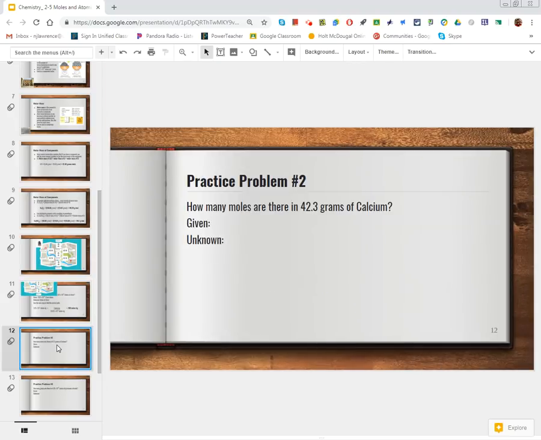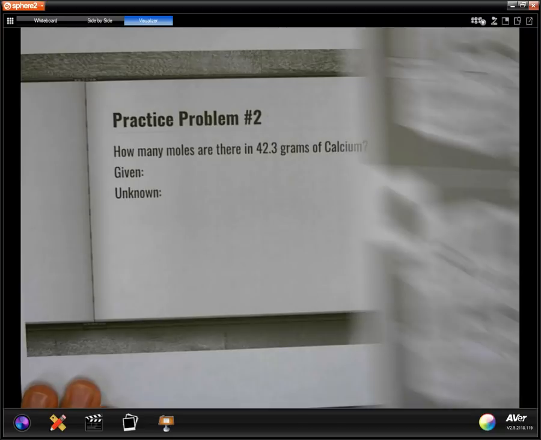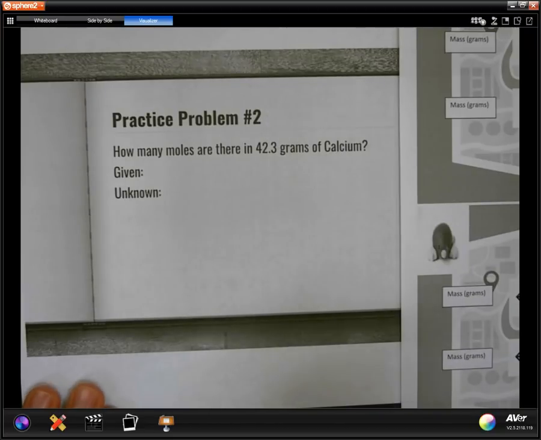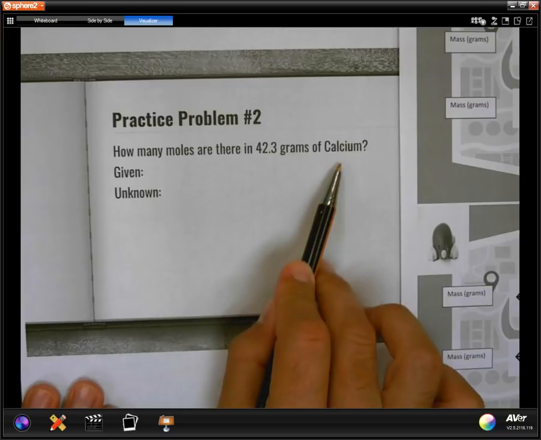Go ahead and you can watch me do it, or if you're getting confident, go ahead and pause the video and try it yourself. But the idea here now is, again, I'll show you with my own hand how I work through and think about this problem. So how many moles are there in 42.3 grams of calcium?